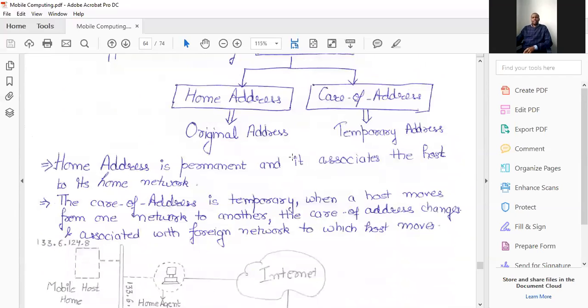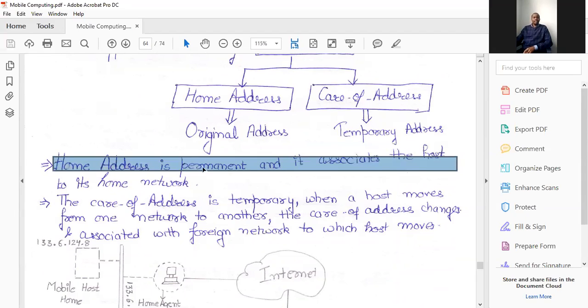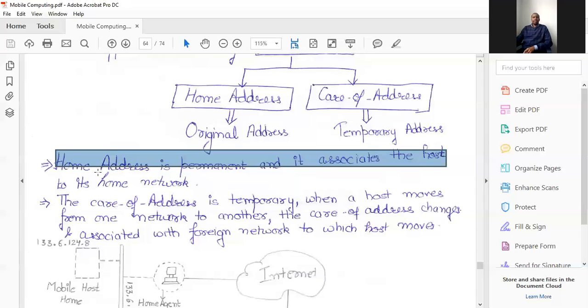Home address is permanent and it associates the host to its home network. The home address is basically like a key, a key field. A home address is basically a permanent address that associates the host to its home network. The host is basically the particular devices that support the mobile phones or the mobile devices in that network, right? So there is what we call the home address.